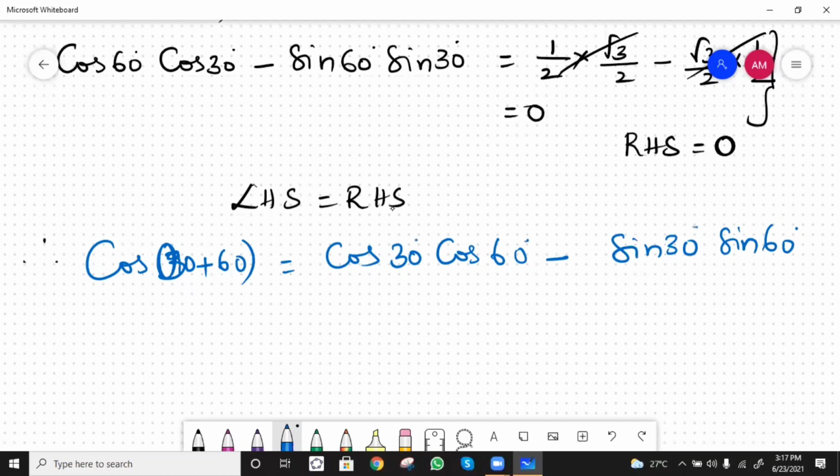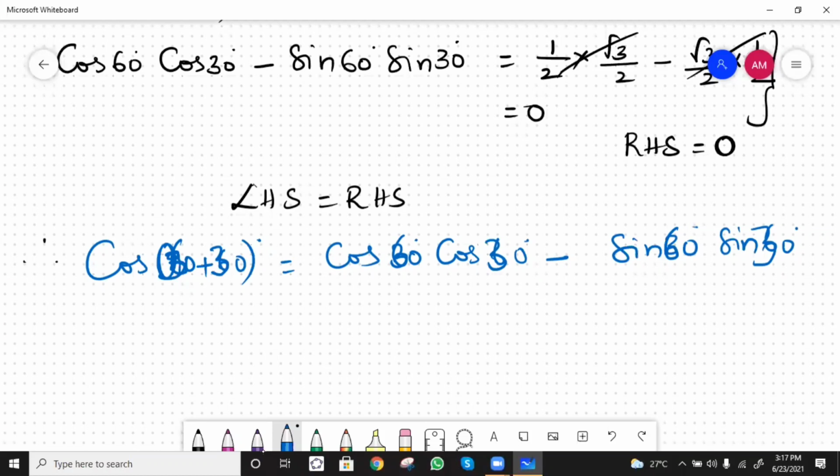Is it clear? Reverse the order, ma'am. 30 plus 60. Okay, I will write in the same order: 60, 30. What is 2 into 3? 6. What is 3 into 2? 6. So LHS equals RHS, 3 into 2 is equal to 2 into 3.